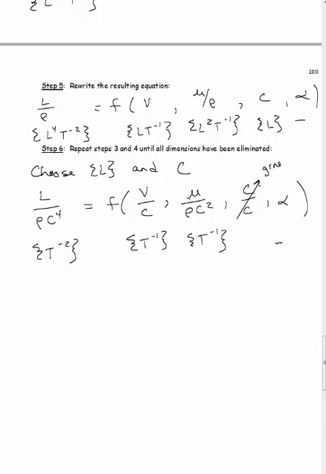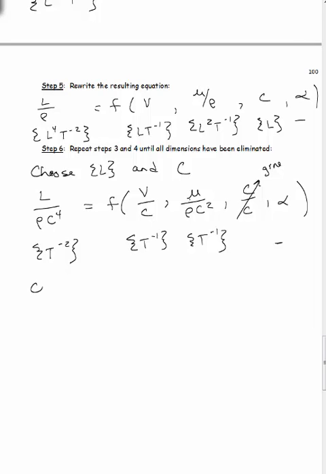Okay, so from here now, all we have left is t. We want to get rid of t. So let's look at our left-hand side. We have a t to the minus 2. We need to pick one of these terms. I'm going to happen to pick V over C. It just looks a little simpler to me.